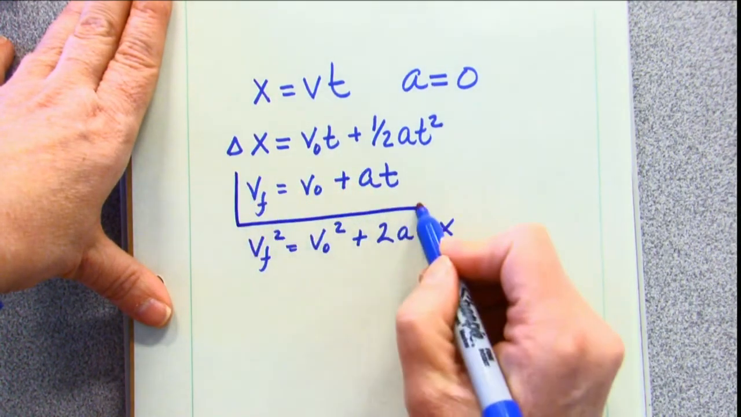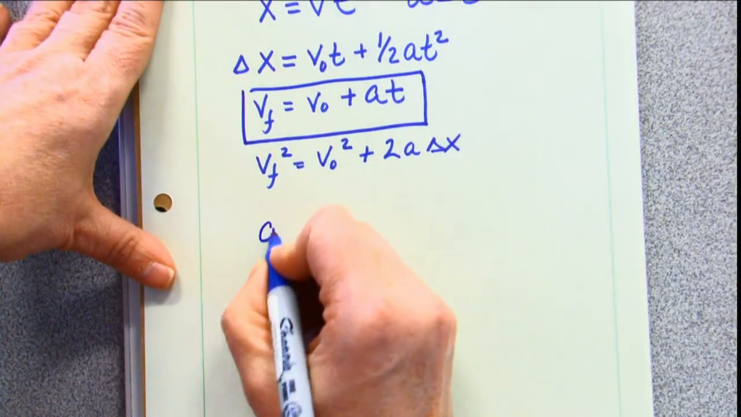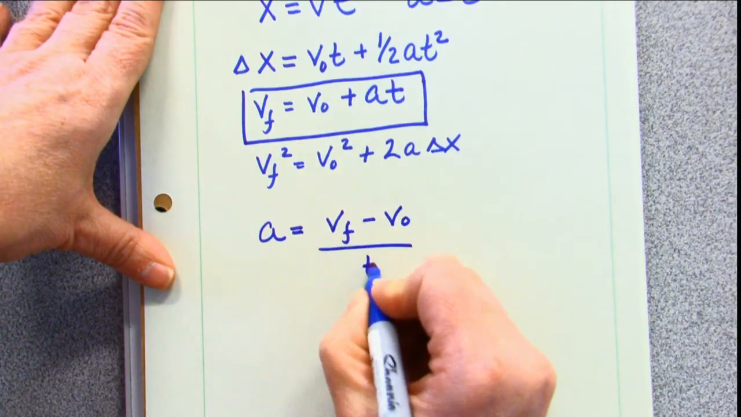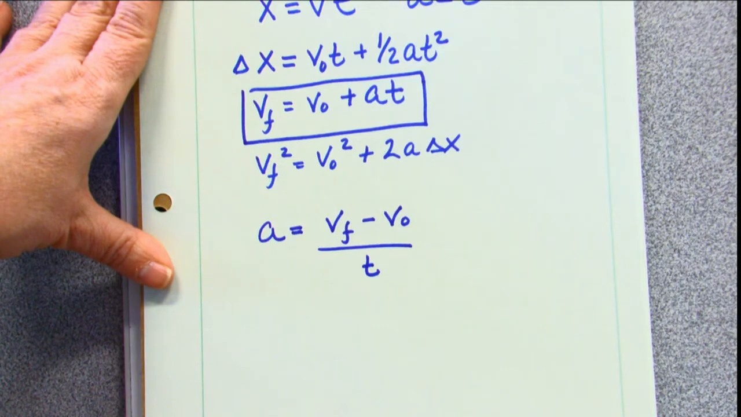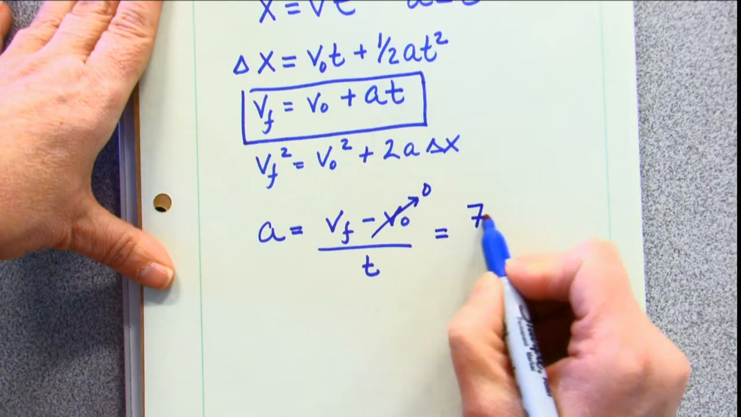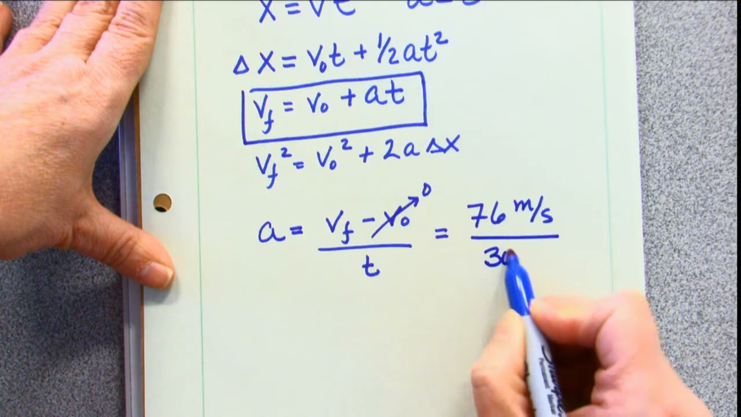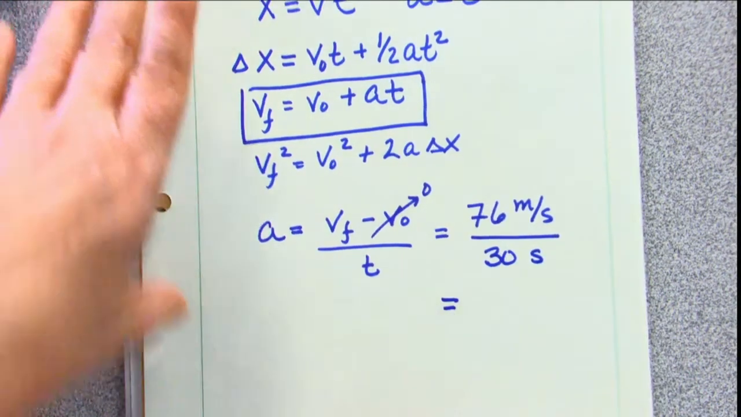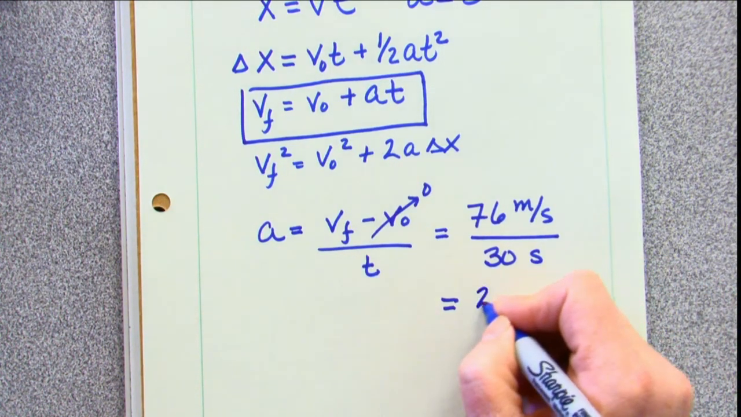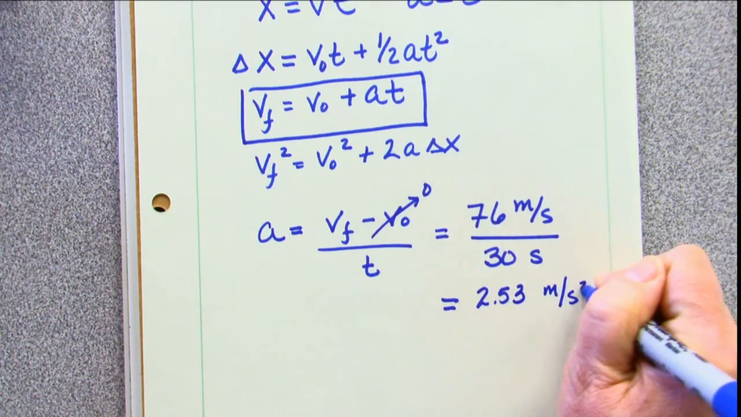This is likely the one that I'm going to use because I want to find acceleration. So I got to rearrange it. So acceleration is going to equal the final velocity minus the initial velocity divided by the time. My initial velocity was 0. So now I'm at 76 meters per second. And we're going to go ahead and use 30 seconds. So my acceleration is going to be that. My acceleration is 2.53 meters per second squared.